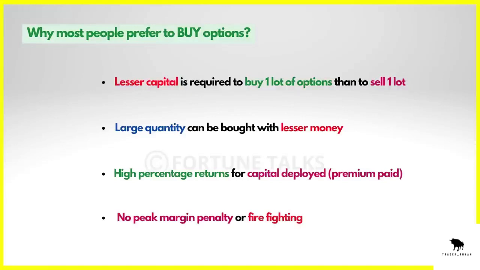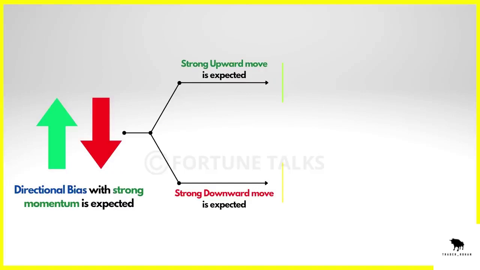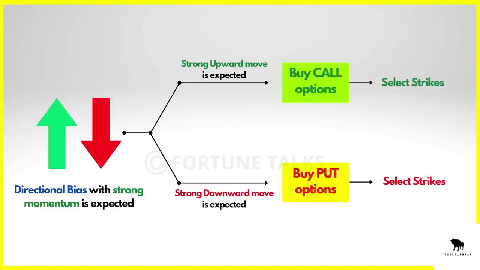Also, you don't need to be bothered about any peak margin penalty, or you don't have to deal with the complex looking Greeks like theta, gamma, delta, etc. And all you need to have is a directional bias. Then select the option you want to buy, be it a call option if you have a bullish view or a put option if you have a bearish view. Then select the strike price you want to trade, and if the price moves in the direction that you anticipated it to move, then you stand to make a lot of money.